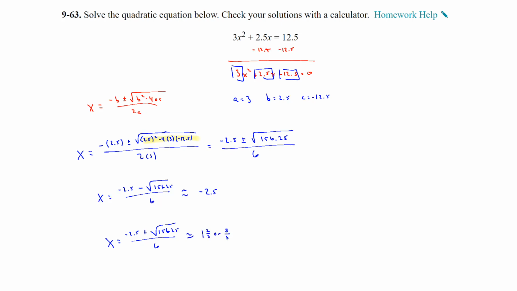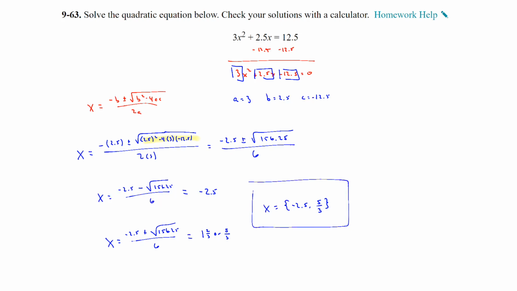So when I plugged it in, I got negative 2.5. So actually, it's not an approximation because it worked out nicely, even though the square root of 156.25 doesn't seem like it would necessarily be a nice number. It ended up working out nicely. So we got two answers, negative 2.5 or negative 5/2, and 1 2/3 or 5/3. So those would be the solutions to the quadratic equation. So negative 2.5 and 5/3 would be our solutions.